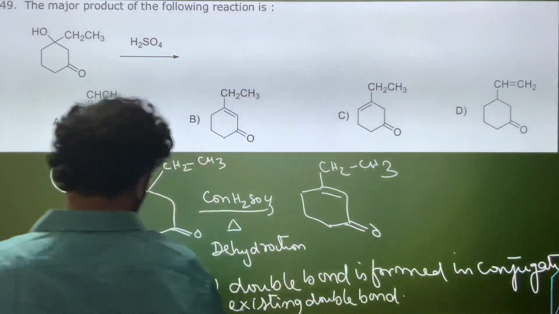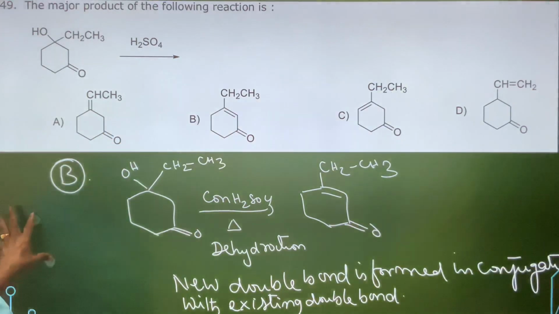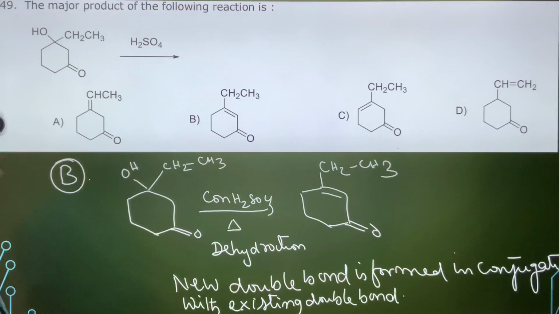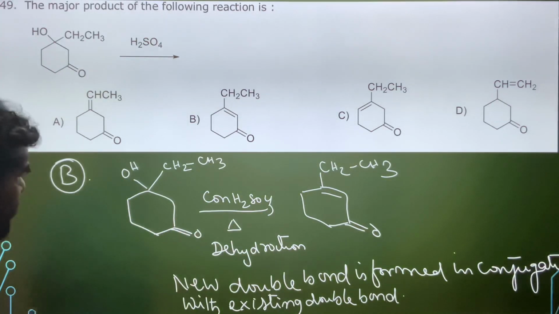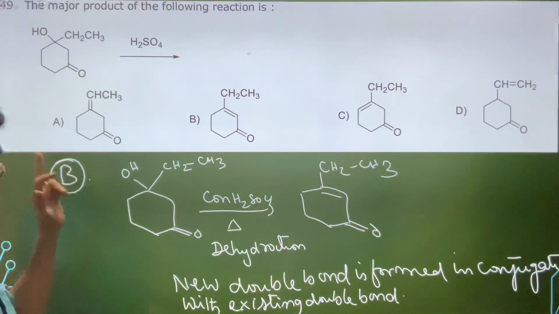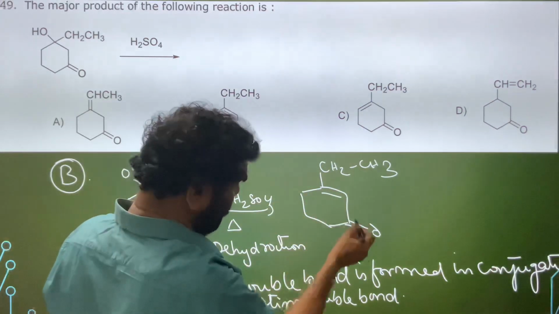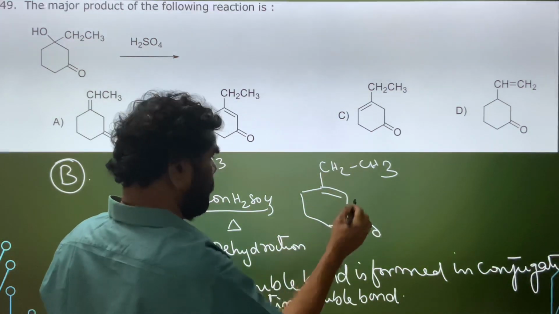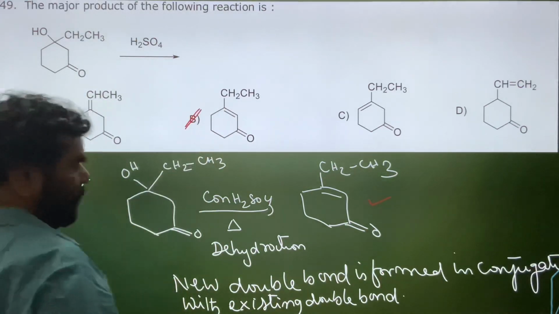The next one is C. Recently I have shown in the class also with the methyl group. The OH, with concentrated H2SO4 and heating, elimination takes place. If a double bond is already present, the new double bond is formed in conjugation because of resonance stabilization. So this is the product formed here. B is the correct option for it.